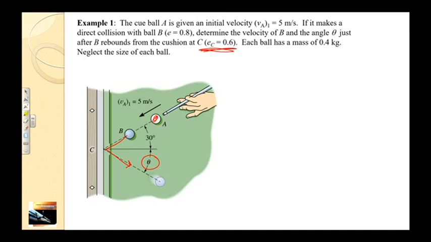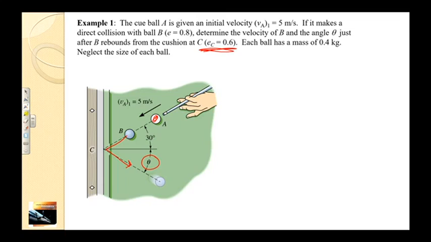First thing, B is at rest. In this situation, the cue ball is being hit into ball B. We can get rid of these m's, they're all the same. All I know is the velocity of A is 5 meters per second. That's equal to the velocity of A after plus the velocity of B after. I don't have enough information to solve for these, so that's where we jump into coefficient of restitution.